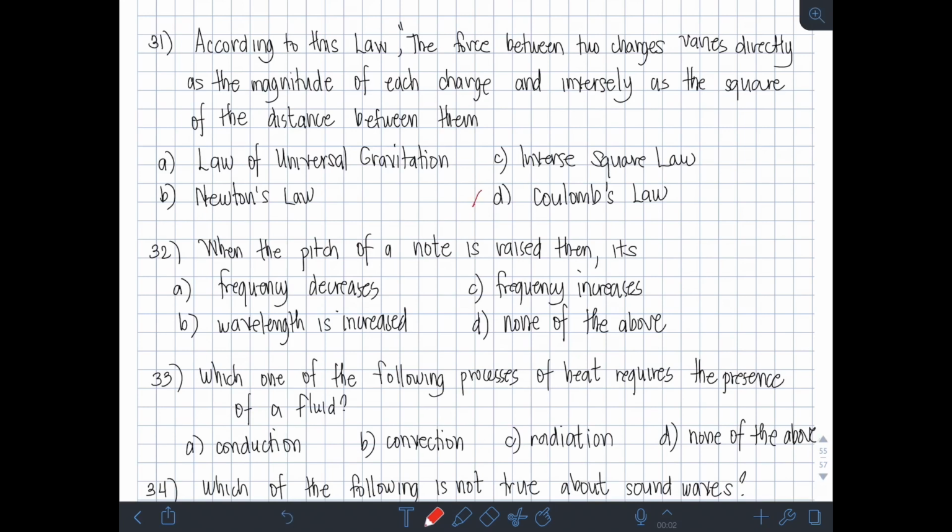Coulomb's law. 32. When the pitch of a note is raised, then its A. Frequency decreases. B. Wavelength is increased. C. Frequency increases. D. None of the above. The correct answer is letter C. Frequency increases. 33. Which of the following processes of heat requires the presence of a fluid? A. Conduction. B. Convection. C. Radiation. D. None of the above. The correct answer is letter B. Convection.